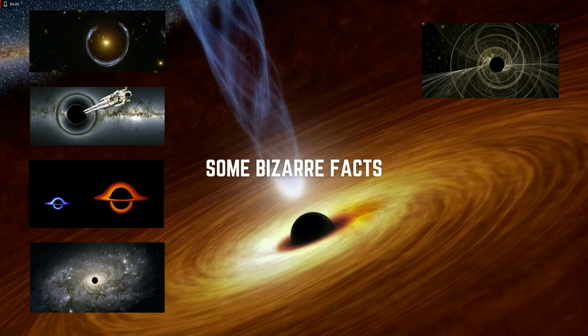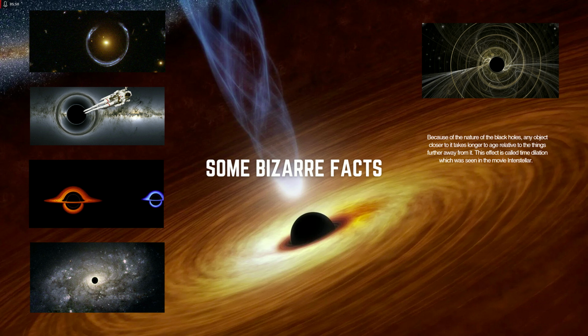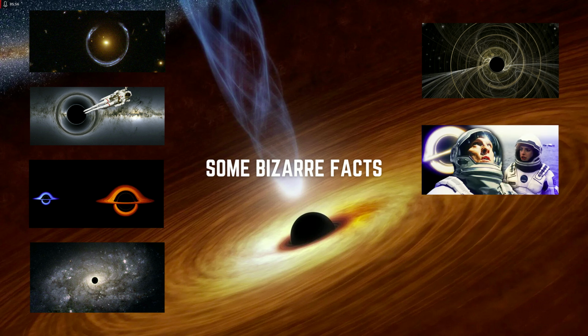And then there's Hawking radiation, which says that eventually all black holes would come to an end. And because of the nature of black holes, there is the theory of time dilation that is seen in the movie Interstellar. Cooper and Dr. Brand did not age a year, while their teammate aged 23 years.